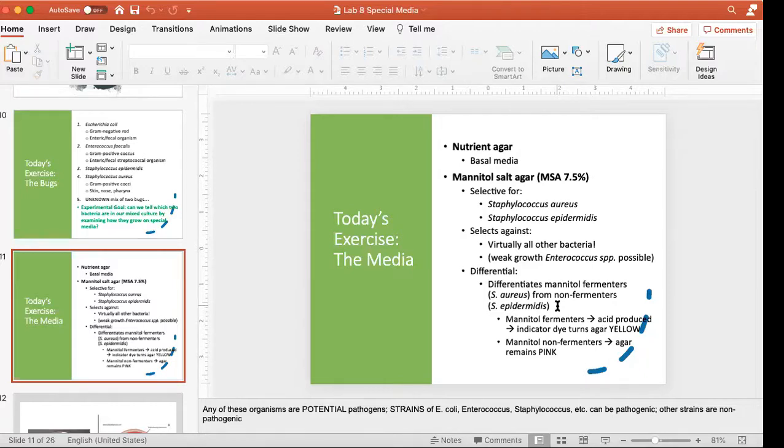When Staphylococcus aureus ferments the mannitol sugar in this agar, the bacteria secretes an acid byproduct, and that acid turns the agar a yellow color. S. epidermidis cannot ferment mannitol, so it doesn't secrete any kind of acid byproduct, and the media stays its normal pink color. So both organisms can grow on MSA, but one of them is going to turn the agar yellow and one will not turn it anything other than pink.